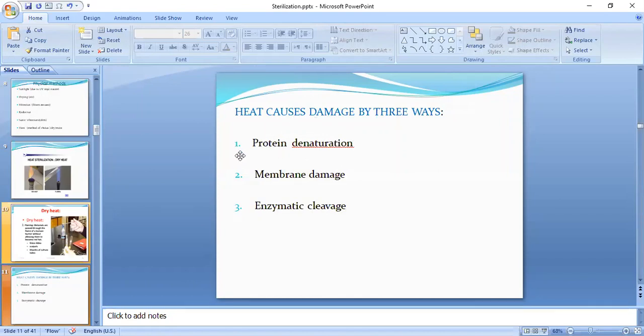And the second mode of action is membrane damage. They damage the membranes of the bacteria. And the third way is enzymic cleavage. So heat causes damage in three ways: protein denaturation, membrane damage, and enzymic cleavage. These are the modes of action of heat.